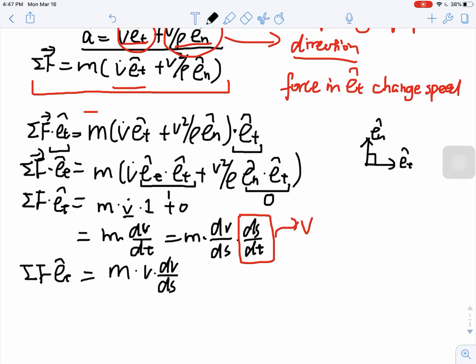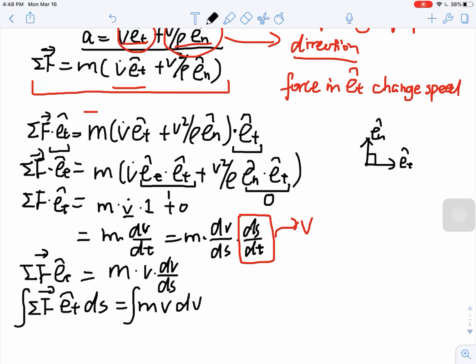Now let's put this ds on the other side of the equation. So times ds on both sides of the equation, and you will end up with the sum of the forces in the et hat direction times ds equals m v dv.